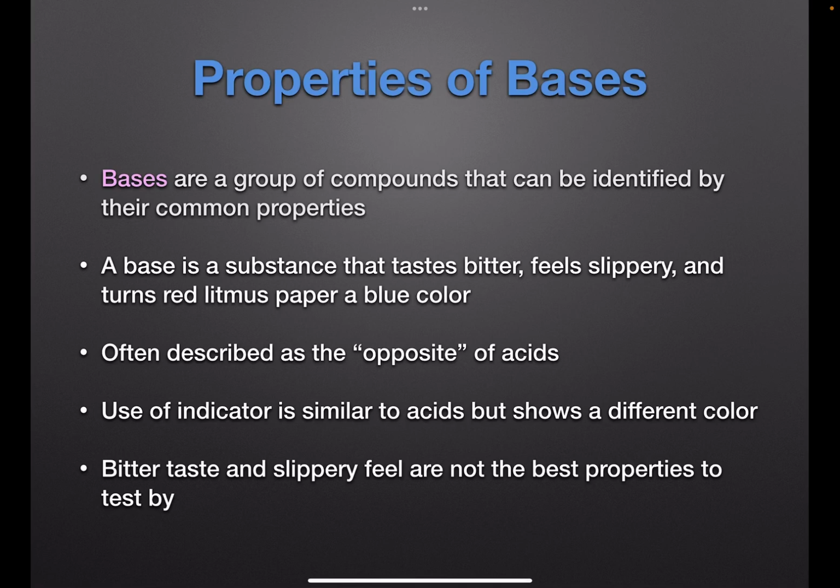Properties of bases, okay, they can be identified by their common properties. They often taste bitter, they often feel slippery, and they turn red litmus paper a blue color. Okay, so now we're using red litmus paper and we're going to turn it blue.